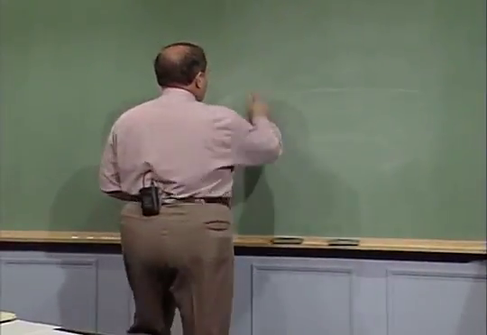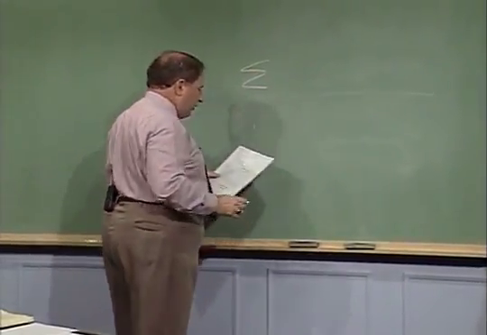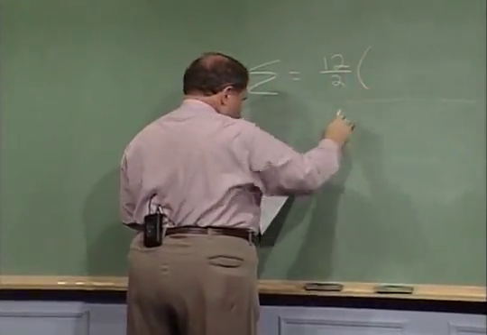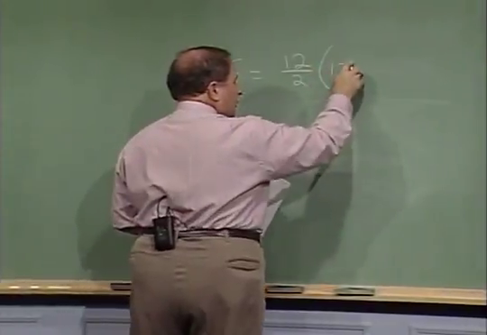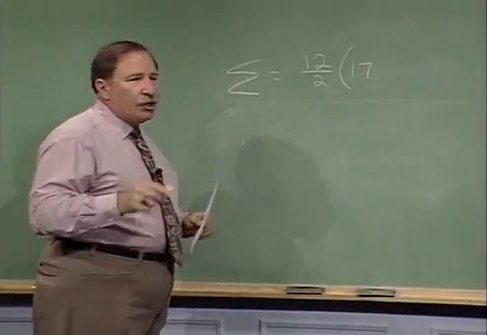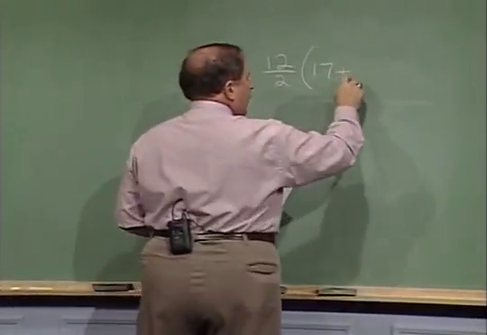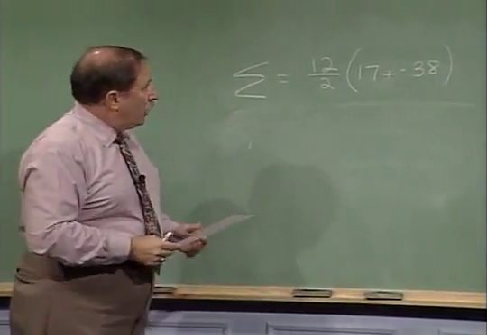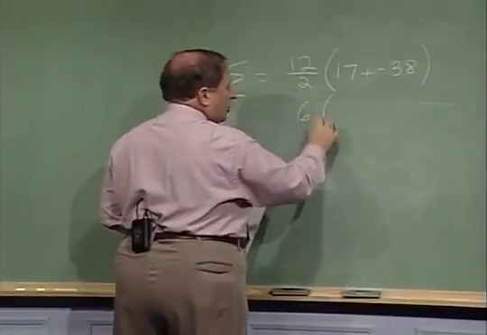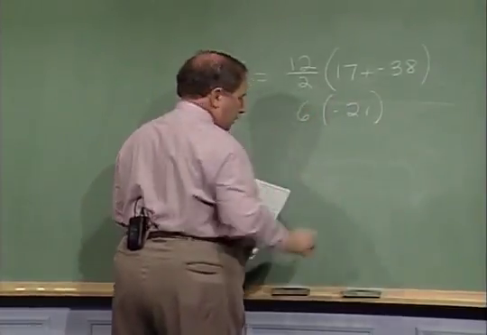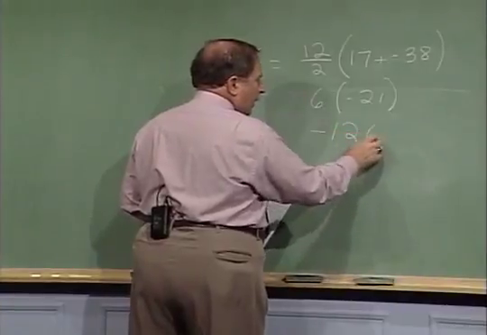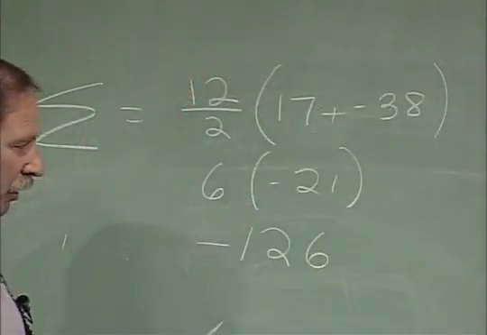And now we say that this sum, and I'll just use the Greek letter sigma, is going to be the number of terms, 12 over 2, times the first term, which is 17, plus the last term, negative 38. And that turns out to be 6 times minus 21. And therefore, the sum of all of these 12 terms is negative 126.